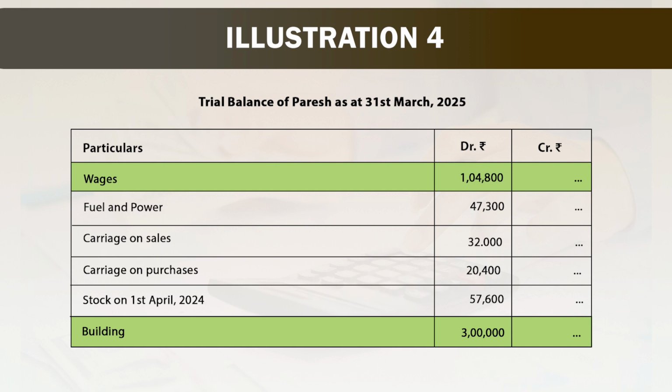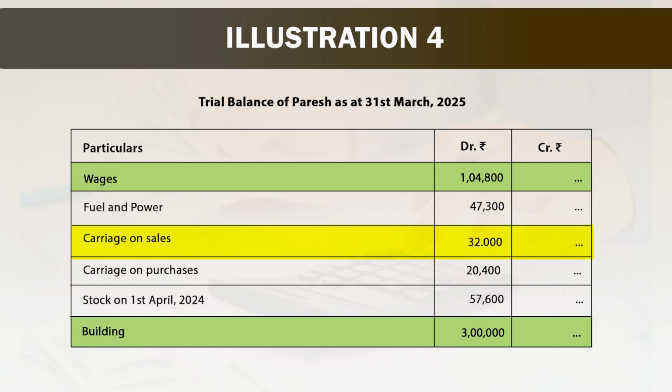Now friends, be careful, wherever the items are highlighted with the green line, that covers the adjustment. So here wages are given to us of rupees 1,04,800. We have one adjustment on it that we will see subsequently. So wages would appear at the debit side of trading account. Then fuel and power 47,300, again it is an item of trading account debit side.